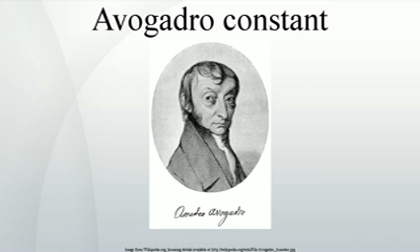Avogadro constant. In chemistry and physics, the Avogadro constant is defined as the number of constituent particles per mole of a given substance, where the mole is one of the 7 base units in the International System of Units. The Avogadro constant has dimensions of reciprocal mole and its value is equal to 6.02214129 x 10^23 mol^-1.